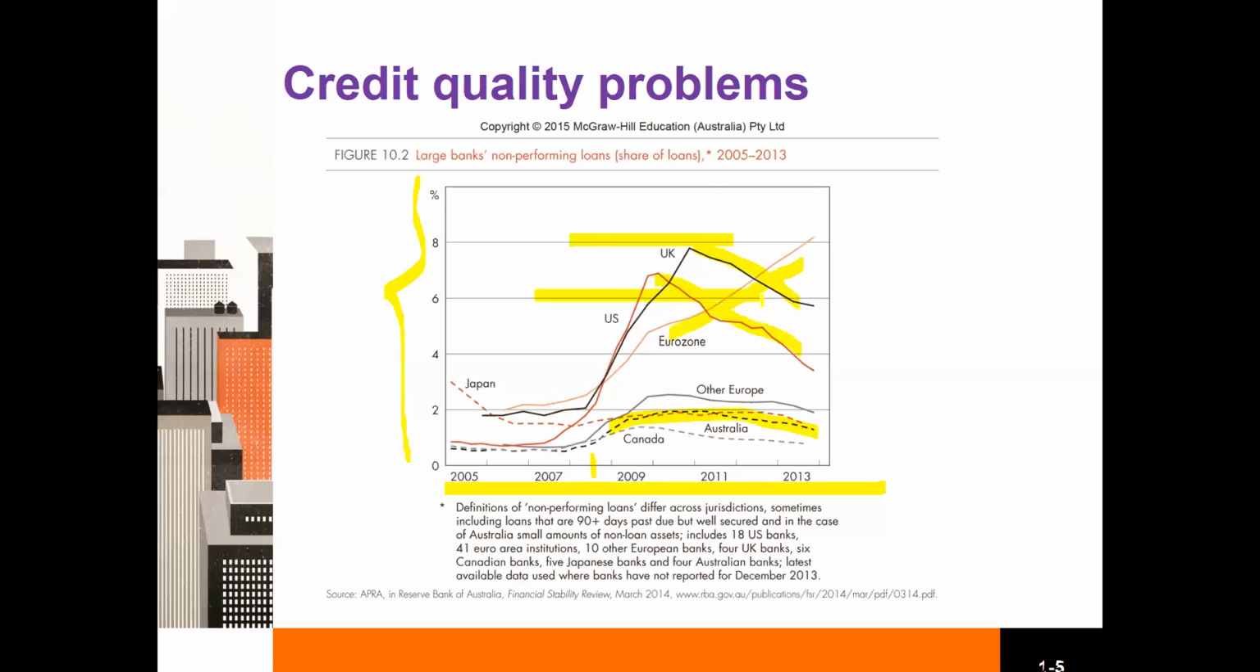So this is the end of our introductory discussion on this chapter. In the next video, we will talk about different types of loans, and in the video after, we will discuss different models of measuring credit risk.